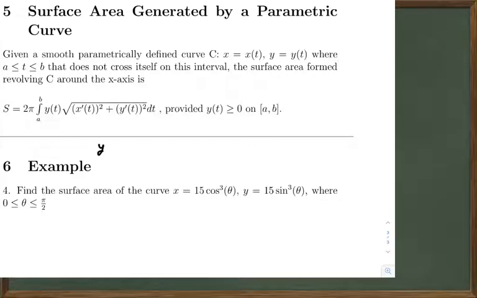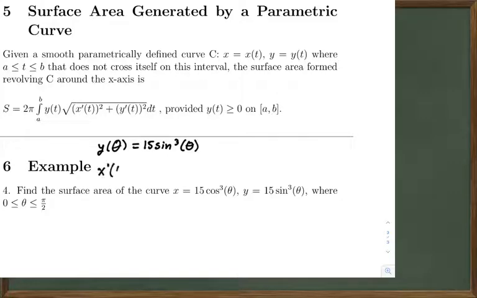So let's do one example here. Let's find the surface area of the curve x equals 15 cosine cubed theta, y equals 15 sine cubed theta, where theta is between 0 and pi over 2. So we need to find the y of t, which we already have, which is 15 sine cubed of theta. So this should be a theta here, not a t.